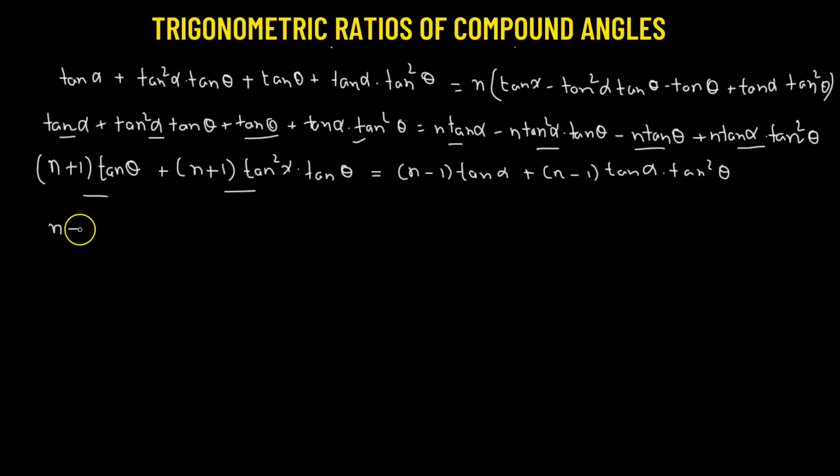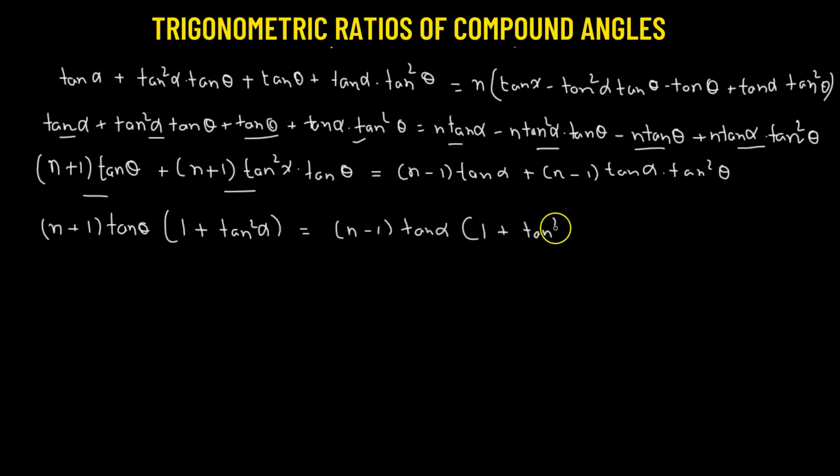Here we can take n plus 1 multiplied to tangent theta and take it as the common factor. So this will get multiplied to 1 plus tangent squared alpha. And on the right hand side, we are going to take n minus 1 times tangent alpha as the common factor. So that will get multiplied to 1 plus tangent squared theta. Now here we can use an identity.